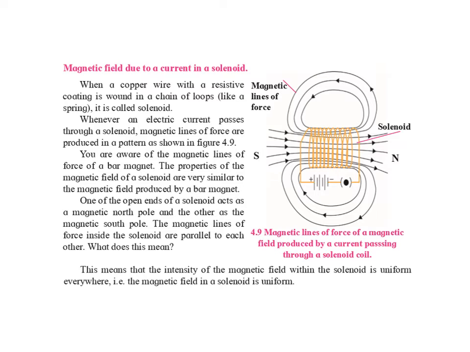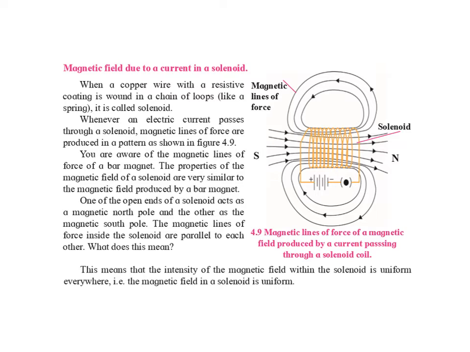In the previous topic, we learnt about how the magnetic field is produced around a loop of wire. Now, if you are considering n number of loops or multiple loops, that is what is called a solenoid, just like a spring if you can imagine. And they have a resistive covering around them. Whenever an electric current passes through a solenoid, magnetic lines of force are produced in a pattern as shown in the diagram. Look at the diagram, like parallel lines in between.